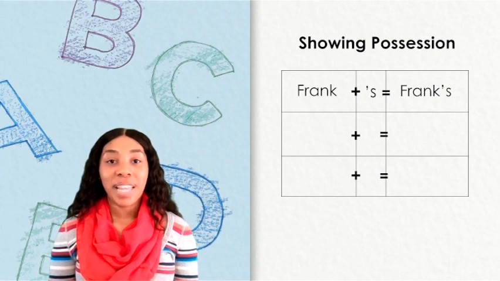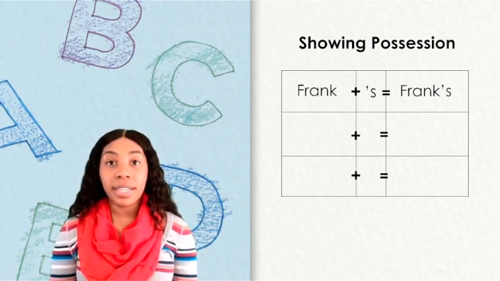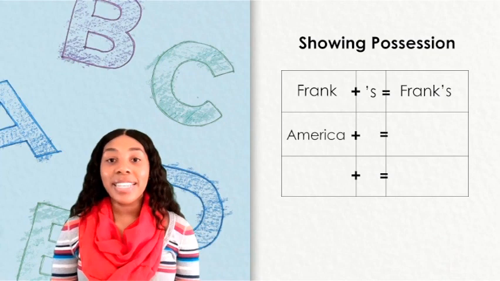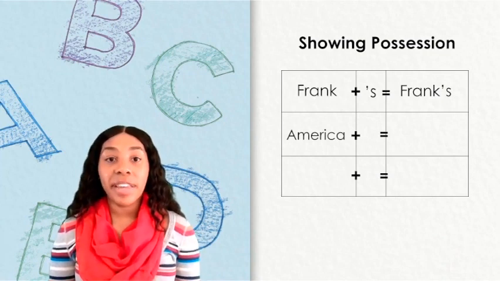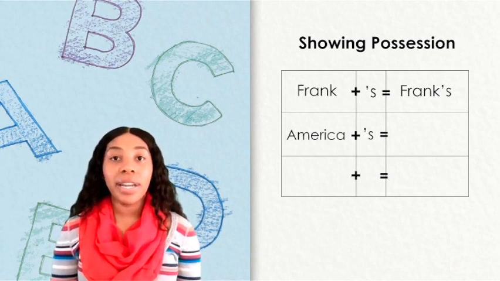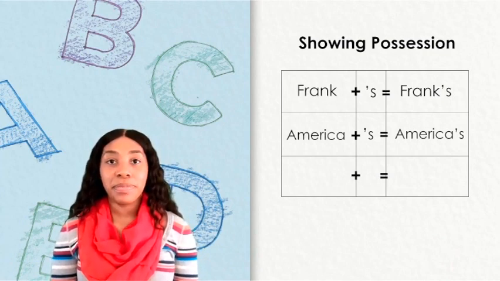Here's our next one. Something can also belong to a place. For instance, we can say that the Star-Spangled Banner is America's national anthem. If we want to show that America possesses this song, we start by writing the name of the place, America. Next, we add an apostrophe, just as we did for Frank. Again, after the apostrophe, we write the letter S. When we put America together with the apostrophe S, we have the word America's. Go ahead and write the word America's on your paper.